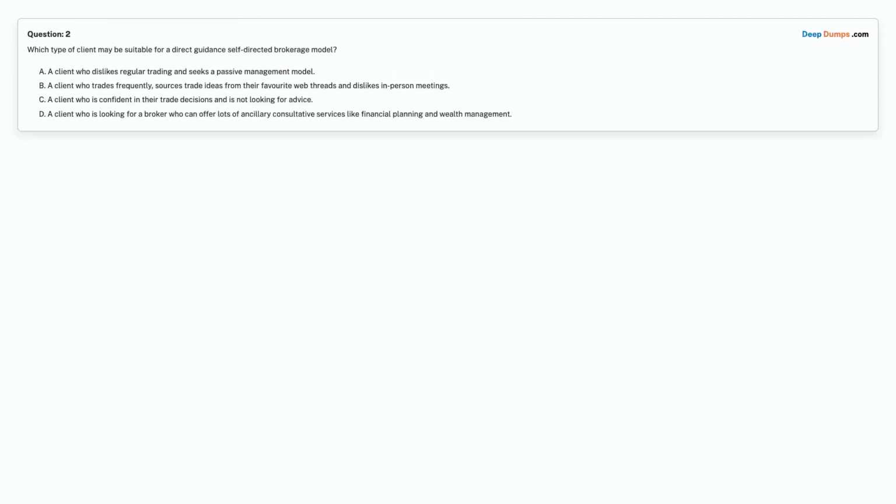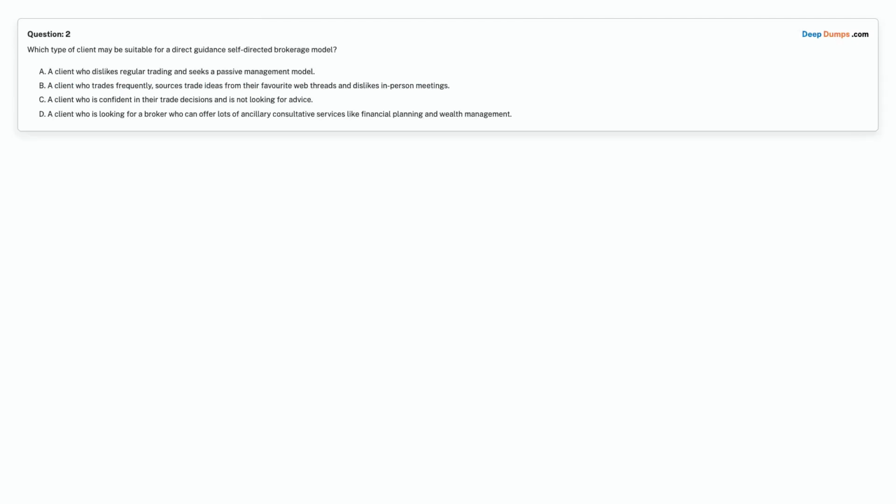Question 2. Which type of client may be suitable for a direct guidance self-directed brokerage model? Option A. A client who dislikes regular trading and seeks a passive management model. Option B. A client who trades frequently. Sources trade ideas from their favorite web threads and dislikes in-person meetings.